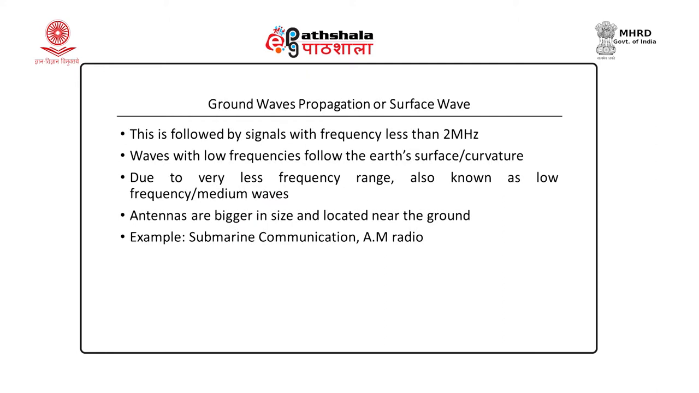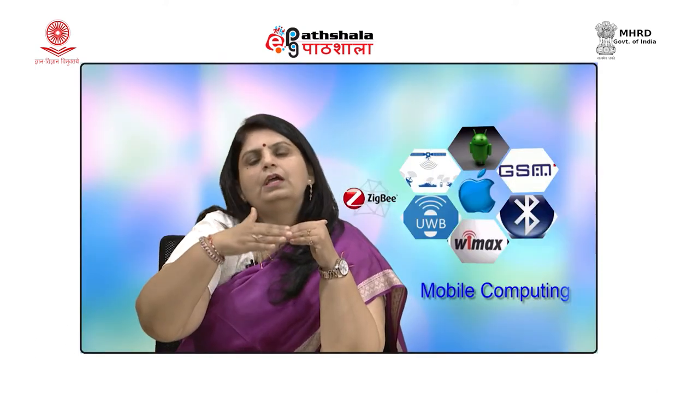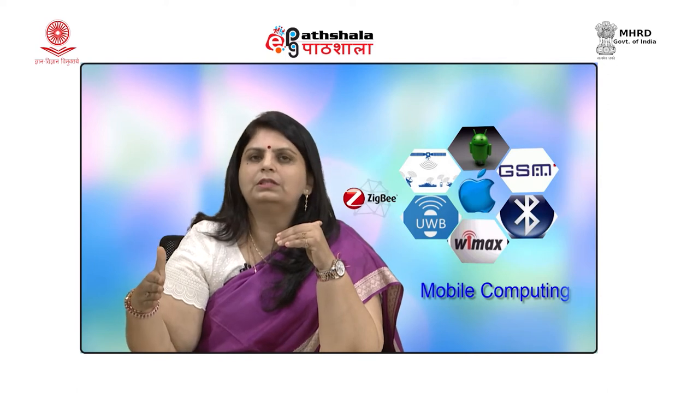Ground wave propagation is also known as surface wave. Why is it known as surface wave? Because the waves or the signal follow the curvature of the earth. Waves with low frequencies follow the earth's surface. Now, you have just read that the frequency should be less than 2 megahertz, very low frequency. So, as the frequency is low, the signal will travel down. It will follow the curvature of the earth.